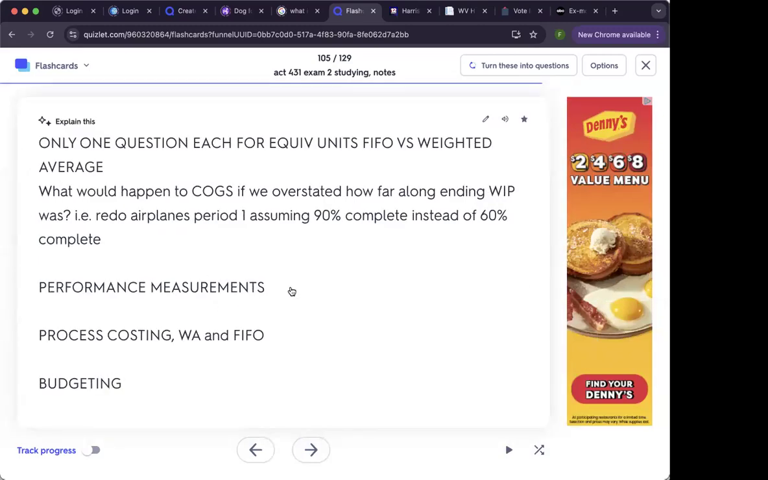Only one question each for equivalent units, FIFO versus weighted average. And what would happen to cost of goods sold if we overstated how far along ending WIP was? So redo something, assuming 90% complete instead of 60% complete. Performance measurements, process costing, weighted average versus FIFO, budgeting.